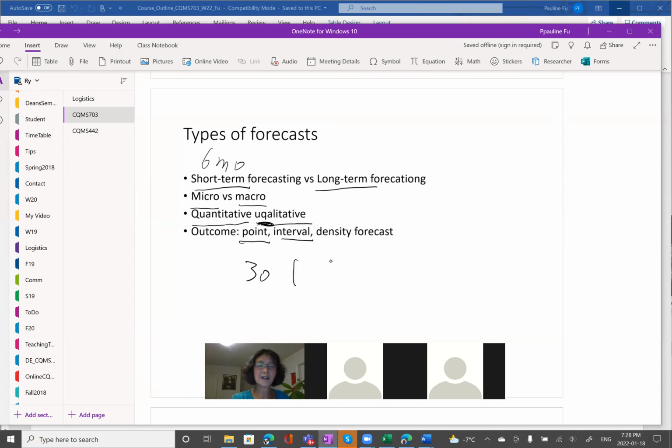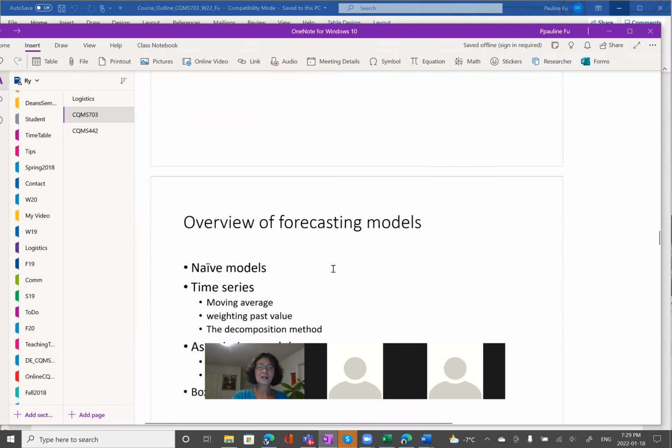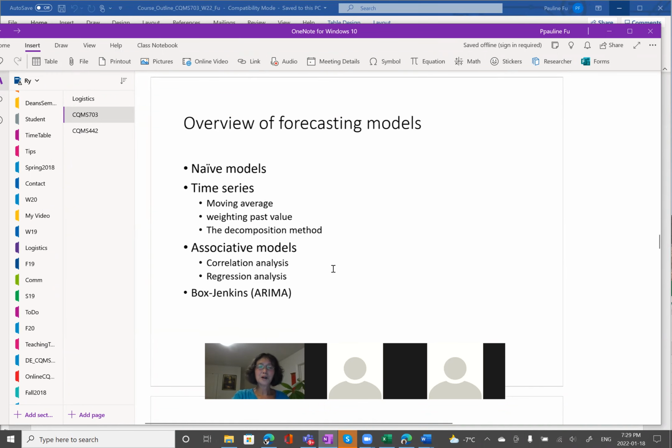For the interval, you make it a range. For example, this year you sell 30 million products. Next year, maybe between 28 million and 31 million. This is an interval. And the density forecast is based on probability distributions. So those are the types of forecasts depending on different points of view. For the models for forecasting, different textbooks have different categories. Our textbook uses these 4 categories.